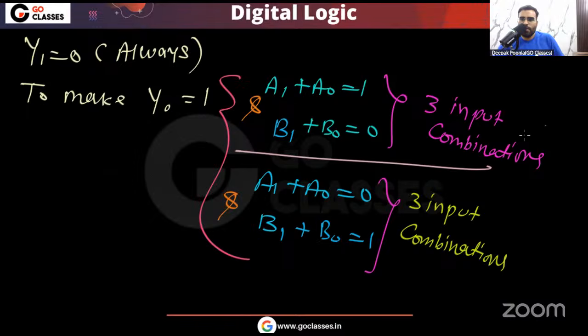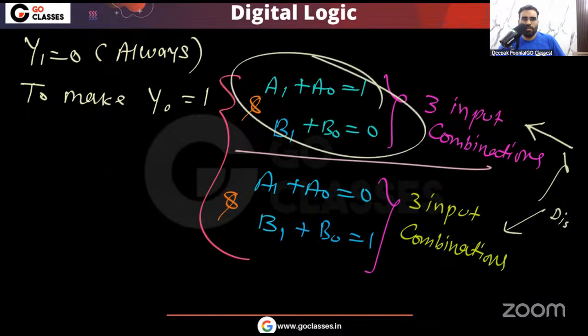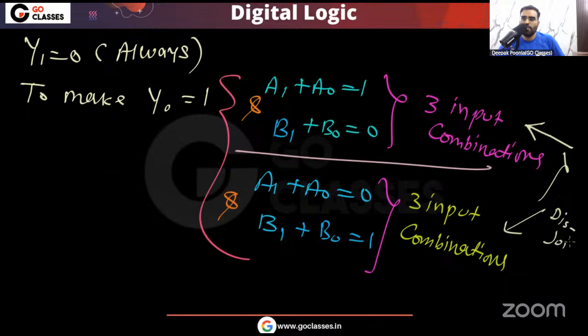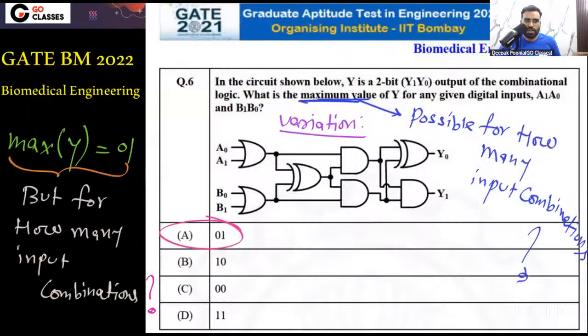Remember one thing: these two sets of input combinations are disjoint, or I can say mutually exclusive. Let's use the word disjoint. There is nothing common between them. So the answer will be 6. The final answer for this variation is 6.